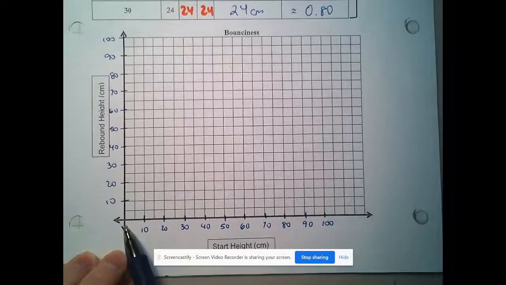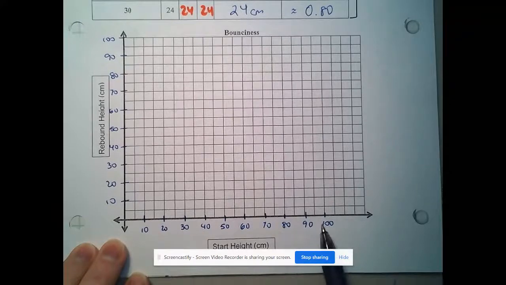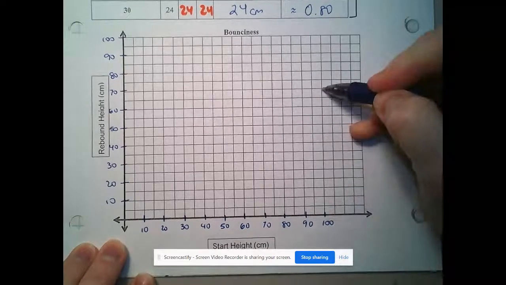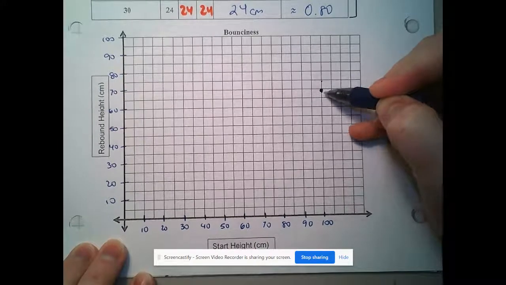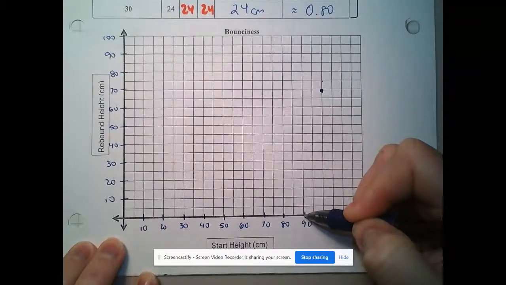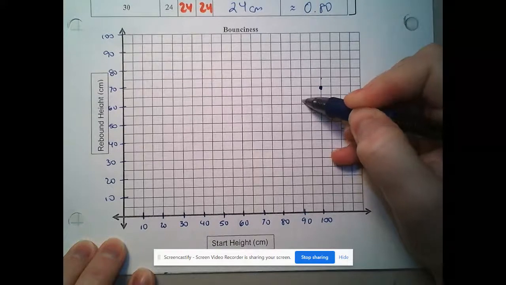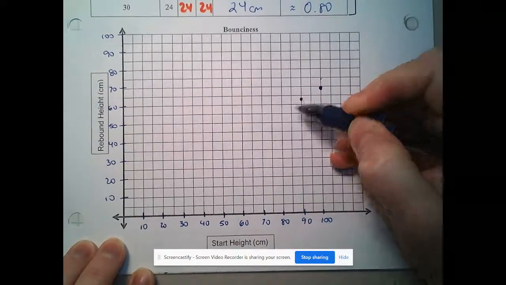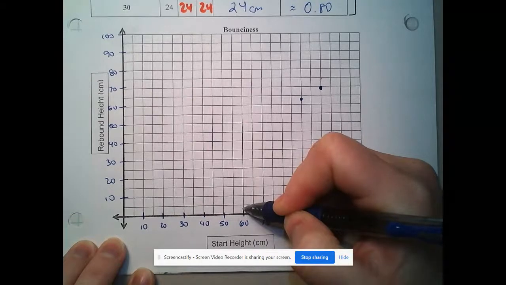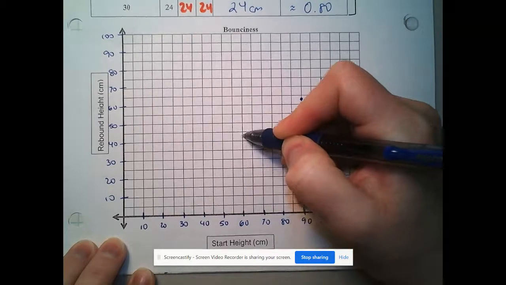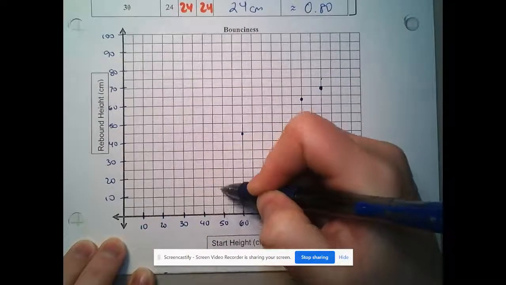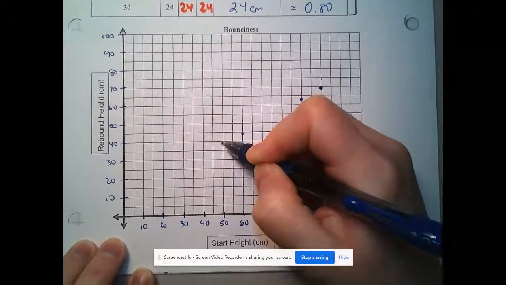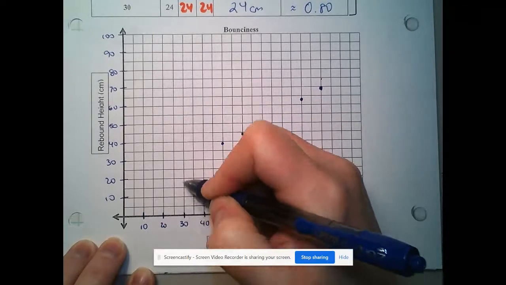If we look at our data and we say, okay, if we had a start height of 100, so we'd go over to 100 and we bounced back to 69 centimeters, we would go up here to just shy of 70 and put a dot. And then we had 90 and our average was 63. I'll be right about here. And then we had 60 with a bounce back of 44. Right here, just below 45. And then if I go over to 50, I had a bounce back of about 39. And 30 had a bounce back of about 24.